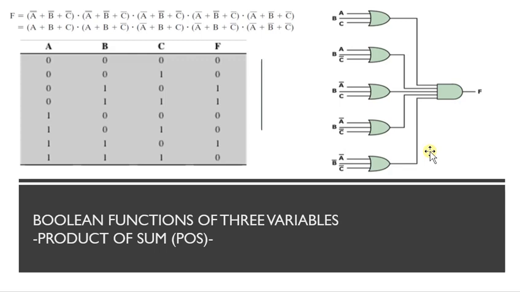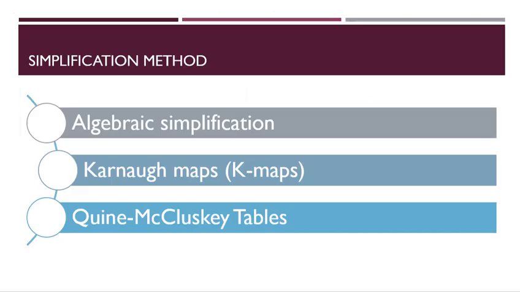So how do we make sure that we can reduce the cost of the circuitry and reduce the processing time? We need some techniques to simplify the logical circuits. So what are the techniques to simplify the circuits? There are three techniques here: the algebraic simplification, the Karnaugh maps or K-maps, and also the Quine-McCluskey tables.